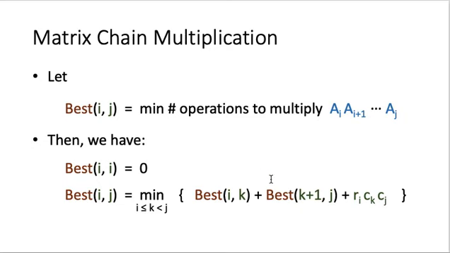We don't know which k will give us the best result. So we would simply consider all the possible k that we could have. So k could range from i plus 1 up to j minus 1, because if it is j, then it is already outside the bound. So we consider all the possible choices of k, compute this value, and choose which one gives us the best result. So we take the minimum of them. By doing so, we can compute best of ij for any i and any j recursively.